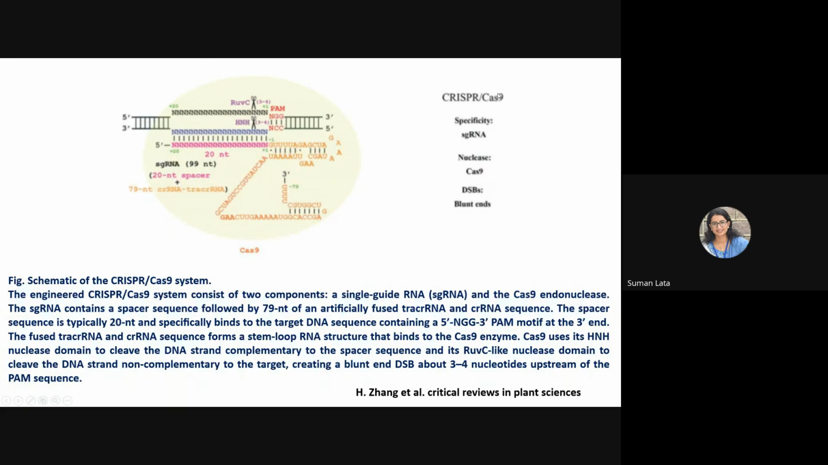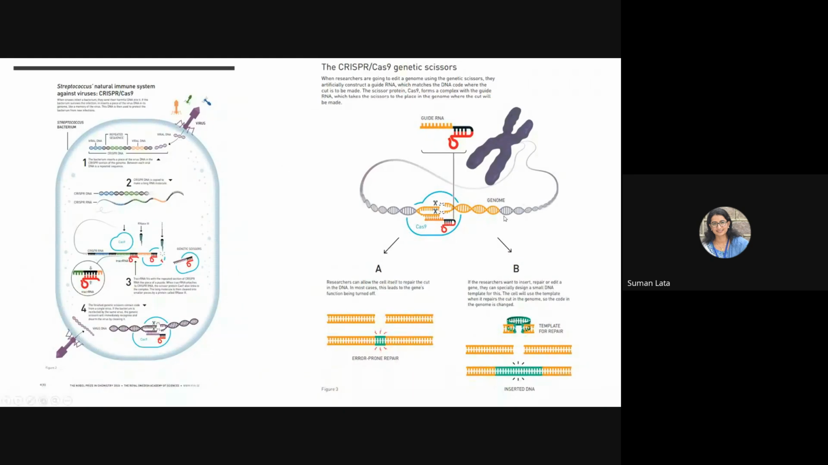So this is about the CRISPR-Cas9. The specificity is provided here by the sgRNA, and the nuclease here is Cas9, and the break created here is a blunt end. In case of TALEN and zinc finger, sticky ends are created, but here blunt ends are created. So this is about the CRISPR-Cas, and how it was discovered.